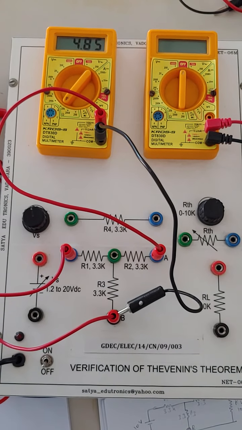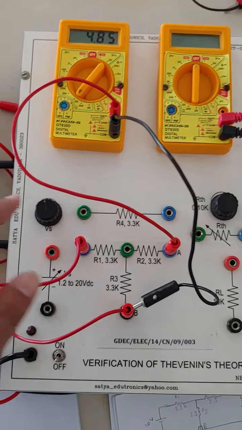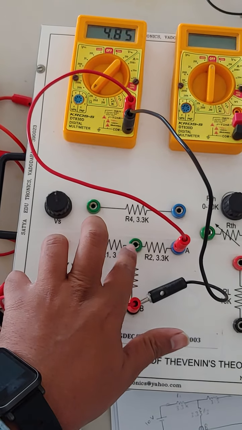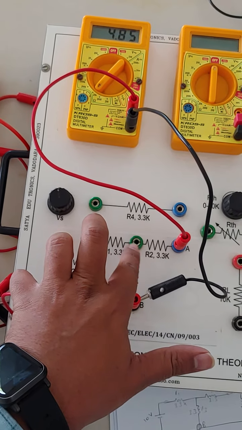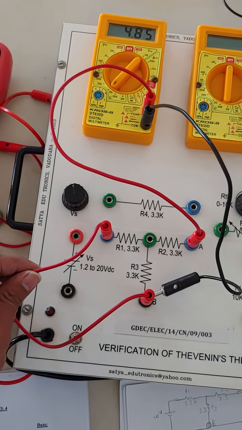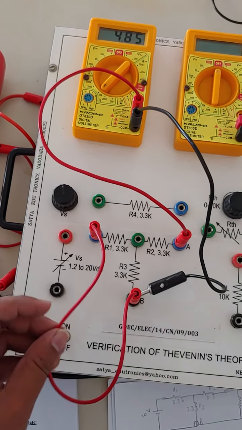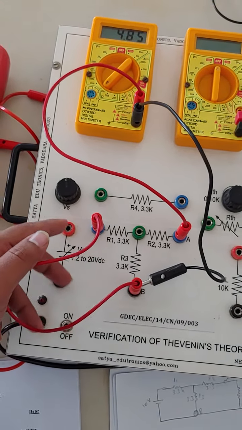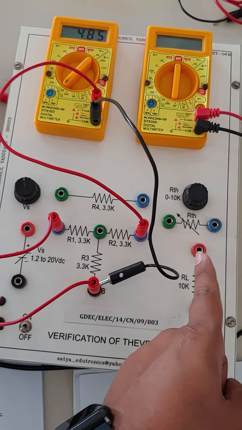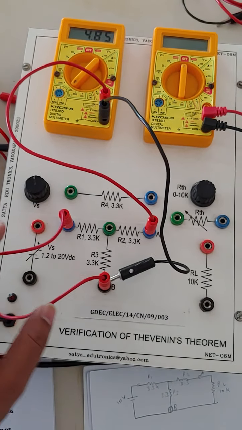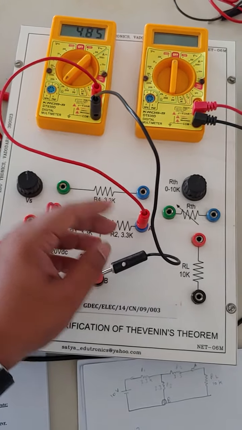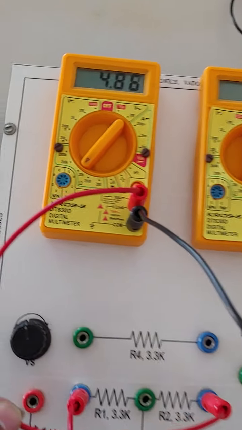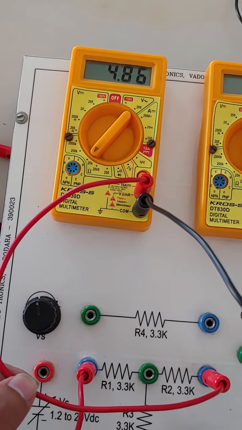The same setup is provided over here. See, this is internally shorted, so no need to make the connection with a wire. The same circuit is connected over here. This is shorted, the supply voltage is removed, this load is also removed. Here we are measuring with the help of this voltmeter. As you can see, it is equivalent to 4.85.